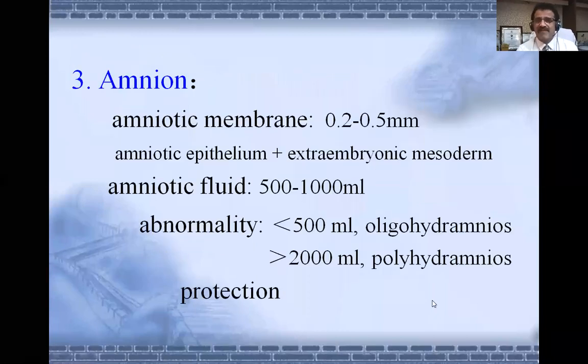Now next is amnion. Amnion is an amniotic membrane, 0.2 to 0.5 millimeter. Okay, amniotic epithelium plus extra-embryonic mesoderm, and it contains amniotic fluid about 500 to 1000 ml, 1 liter. Abnormalities: less than 500 means oligohydramnios, and about 2000 is polyhydramnios. These are the abnormal conditions during gestation in the womb of the mother, depending upon how much amniotic fluid you have in an amnion. I have showed you the amniotic balloon, and it is for protection.